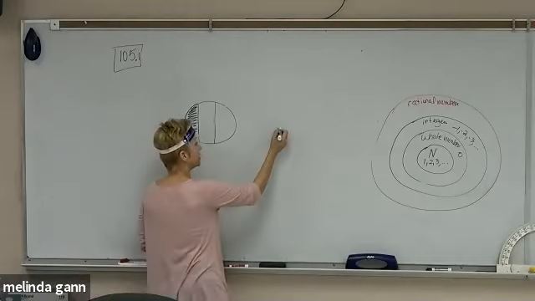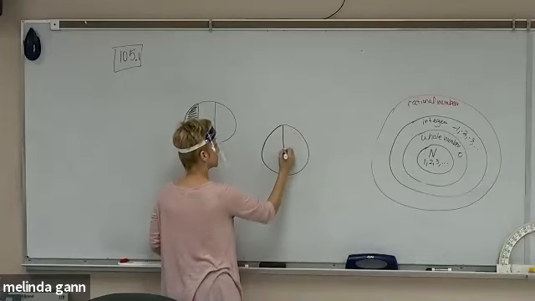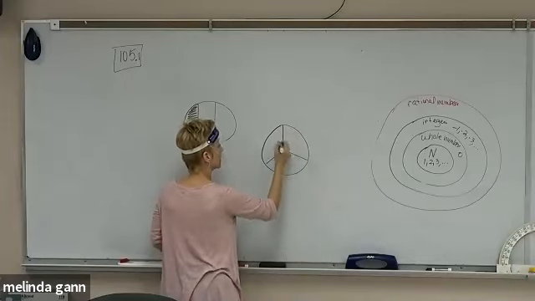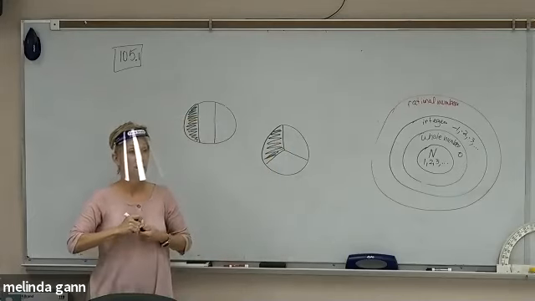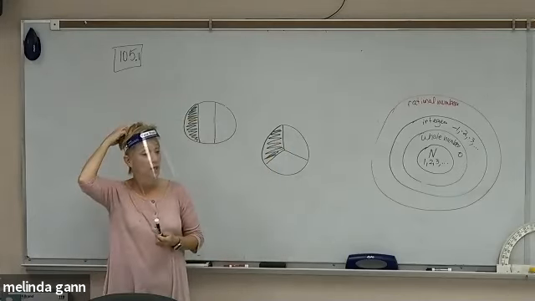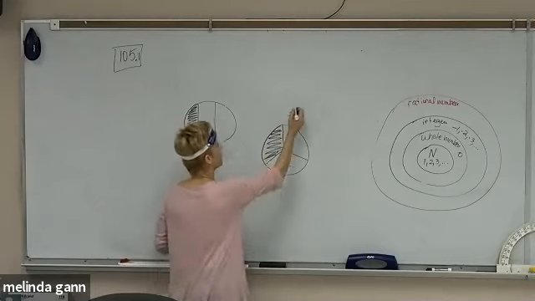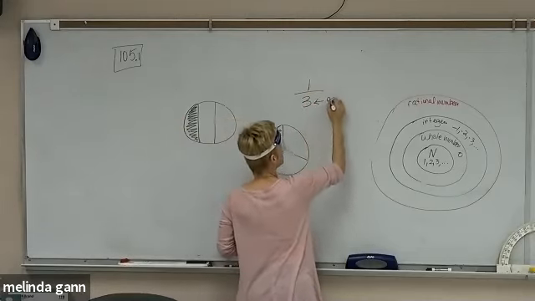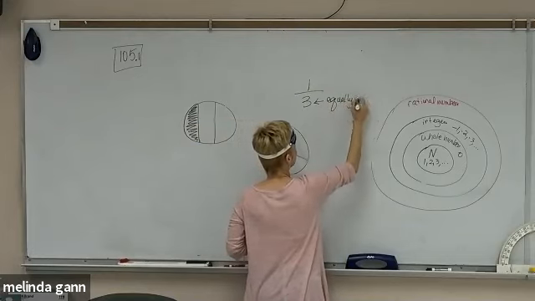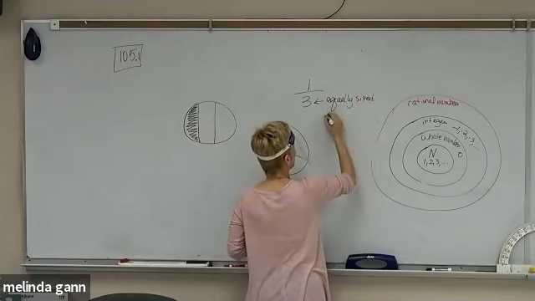Now, if I do like this, now my pieces are the same size, and it really is what? 1/3 of the circle. So do you understand that when you got a fraction, this denominator tells you how many equally sized pieces make a whole?